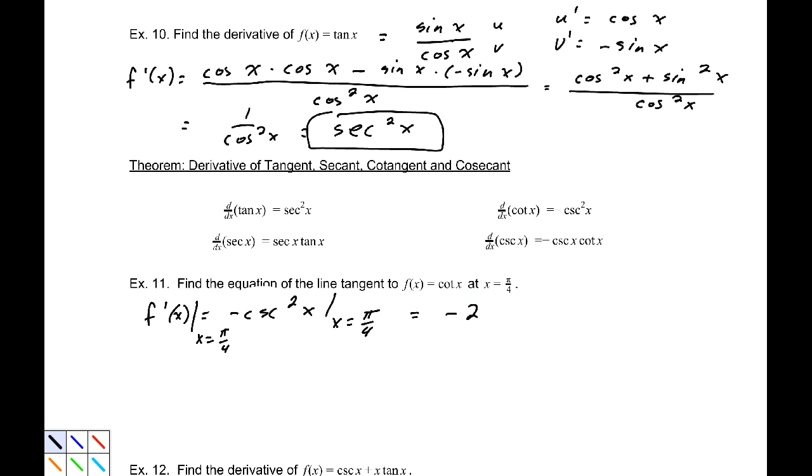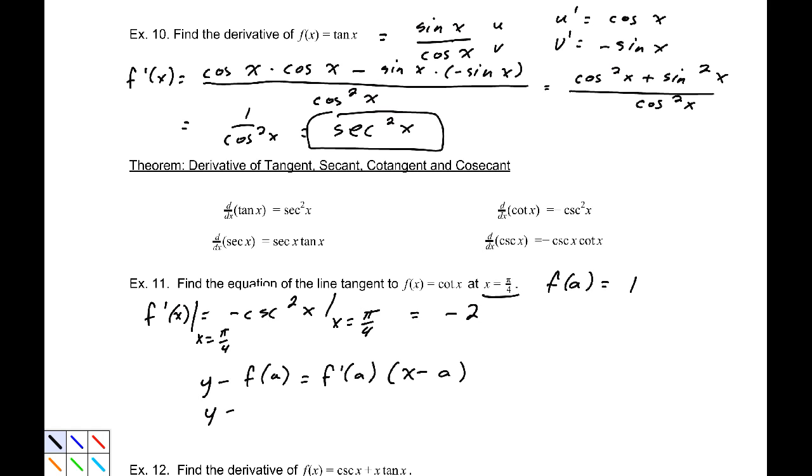So that is our slope. It's the slope of our tangent line. Now we'll go to point slope form. Y minus y1 equals our slope. Let's actually write it like this: f of a equals f prime at a times x minus a. That is the calculus version of the point slope form. Oh, we actually need a point here. So this is our a value. So f of a is cotangent of pi fourths, which is 1.